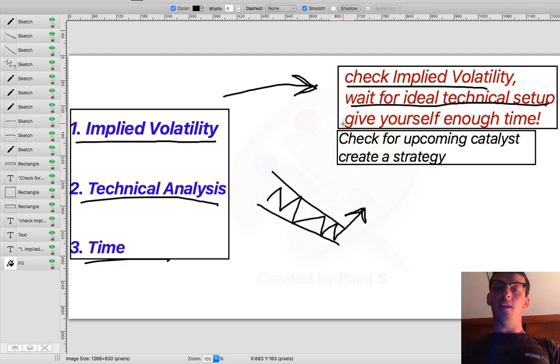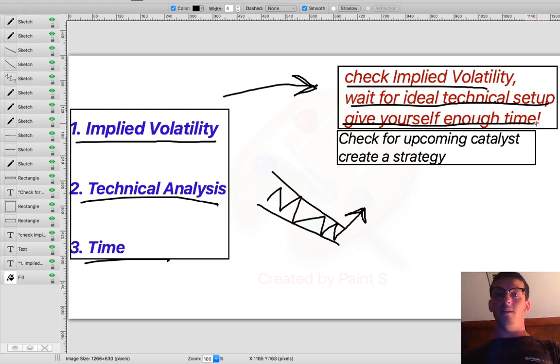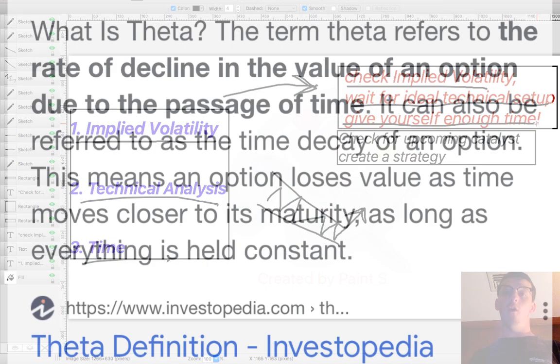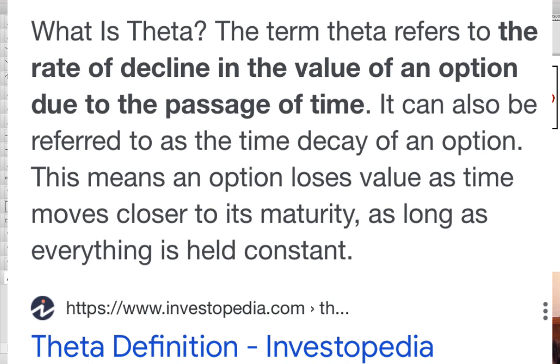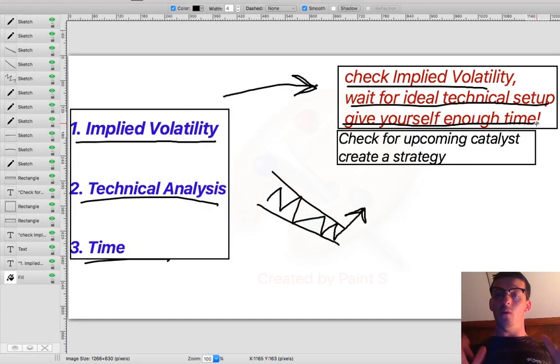And then the third thing is give yourself enough time. Now this is extremely important. There's a thing called theta. I don't know how much you as a viewer know about trading options, but you have to check theta when you are purchasing a contract. This is time decay. Over time, your contract loses value and can kind of go head to head with your profits. So you always make sure you want to take profits when trading options as well.